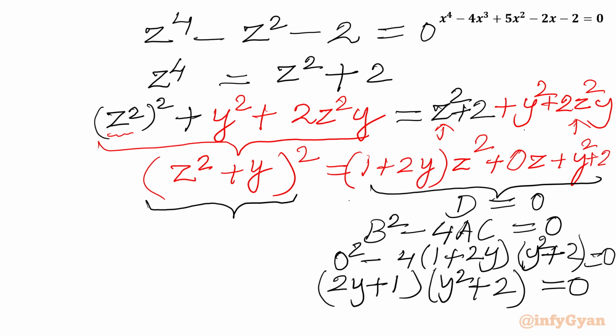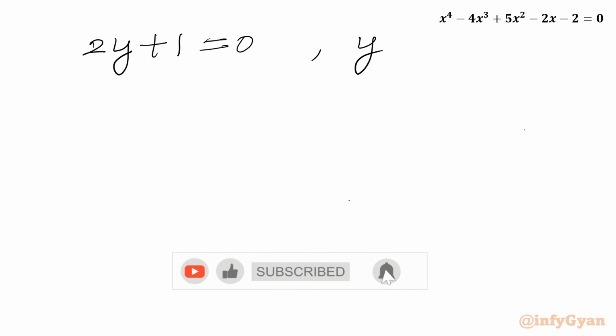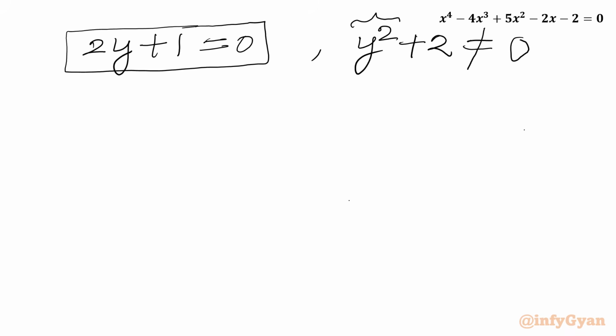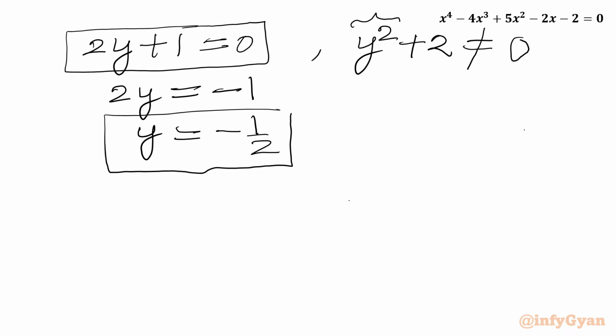Now we will use the product 0 rule. So either 2y plus 1 will be equal to 0 or y square plus 2 will be equal to 0. A square won't be negative, so we won't get y square plus 2 equal to 0. So we have 2y plus 1 equal to 0. We will subtract 1 from both sides and get 2y equal to minus 1. By dividing by 2, we will get y equal to minus half. Now we will check whether we are getting the RHS as a perfect square or not.